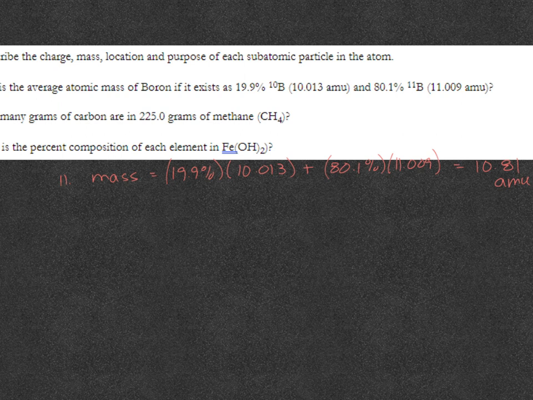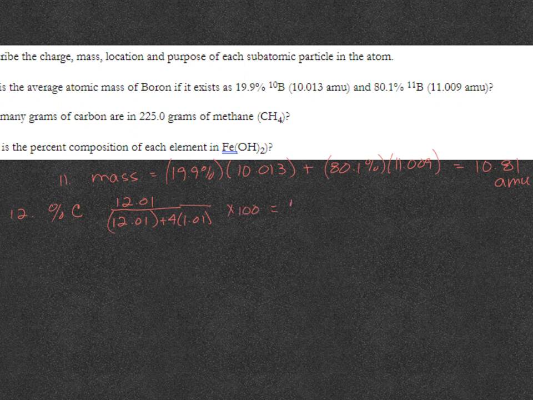All right, number 12. How many grams of carbon are in 225 grams of methane? There's several different ways to do this. The easiest way is to just treat this as a percent composition. So the first thing you can do is calculate the percent carbon. That's going to be the mass of carbon using your periodic table, so 12.01, divided by the total mass, which is the mass of carbon plus 4 times the mass of hydrogen, and then multiply that times 100.